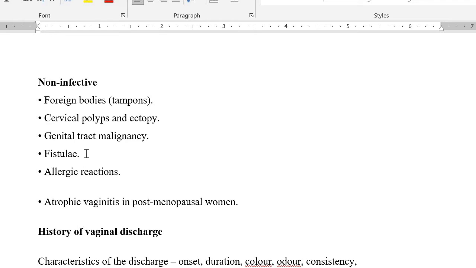Then fistulae, because the patient will have continuous copious discharge. That is the non-infective discharge. If there is profuse watery discharge, that's why I said genital tract malignancy. Then fistulae, like this fistula can be uretrovaginal or vesico-vaginal, between the ureter and the vagina, and between the bladder and vagina. Then there can be allergic reactions. There can be atrophic vaginitis in postmenopausal women.